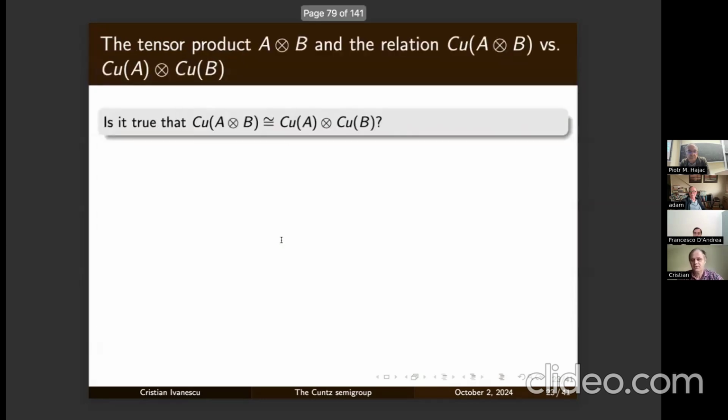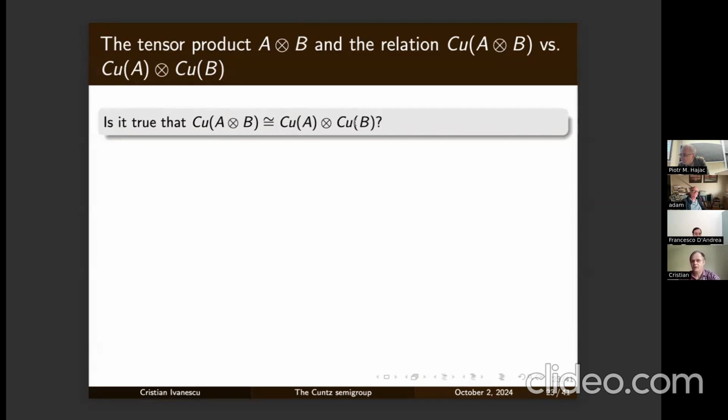Now, what we notice is that in the classification theory, it turns out that knowing how tensor product of algebras act relative to the invariance is very important. So for this reason, one can ask the question: is it true, for instance, that the Cuntz of A tensor B is the same as the Cuntz of A tensor Cuntz of B?